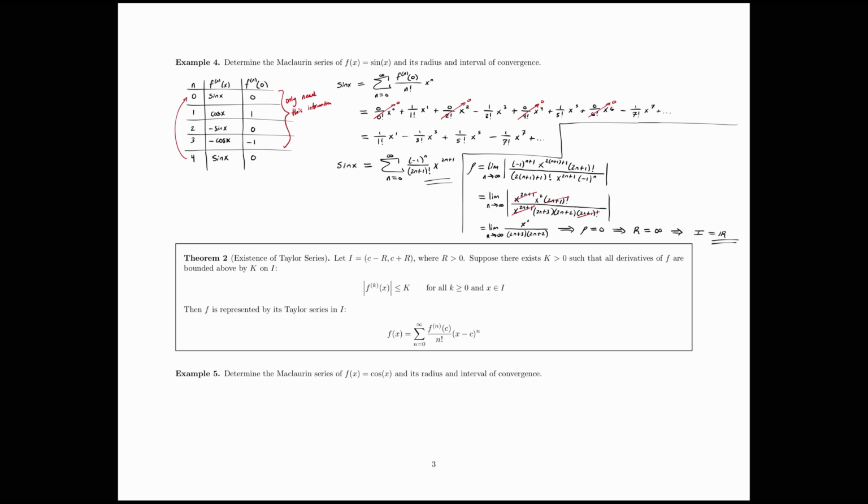Okay. Example 5. Determine the Maclaurin series of cosine of x and its radius and interval of convergence. Here we're going to use the term-by-term differentiation theorem.